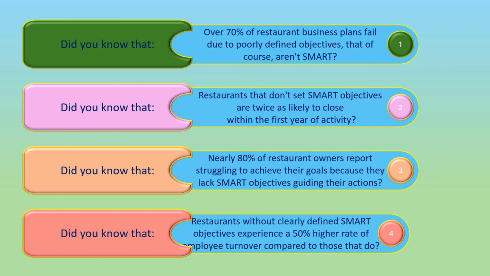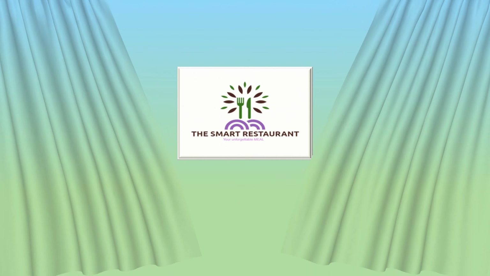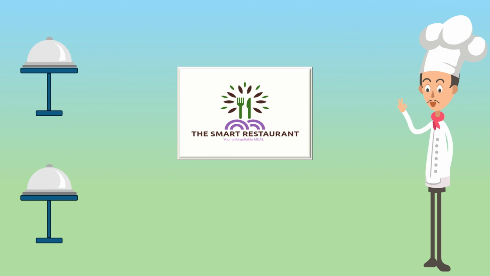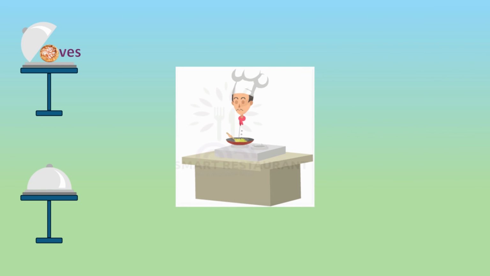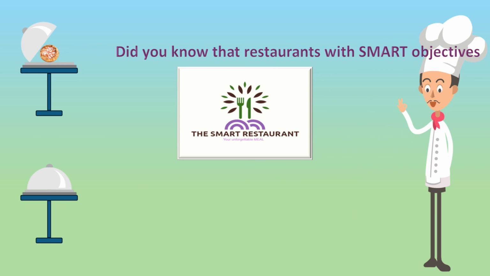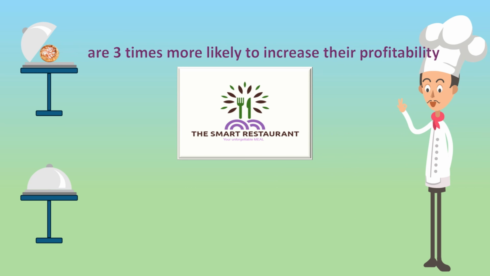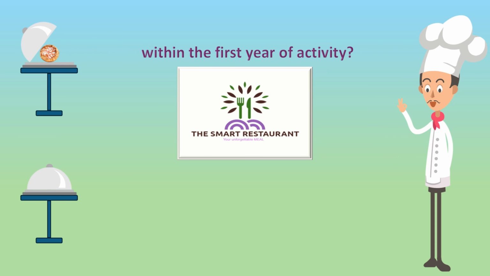Did you know that restaurants without clearly defined smart objectives experience a 50% higher rate of employee turnover compared to those that do? And now, ladies and gentlemen, the smart did-you-know dessert from the smart restaurant. Did you know that restaurants with smart objectives are 3 times more likely to increase their profitability within the first year of activity?